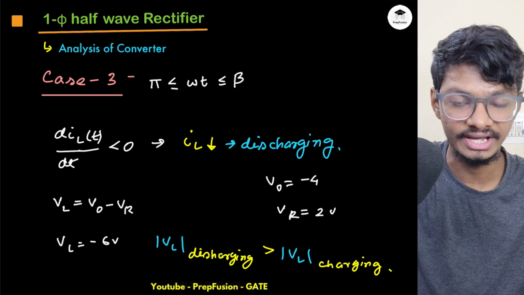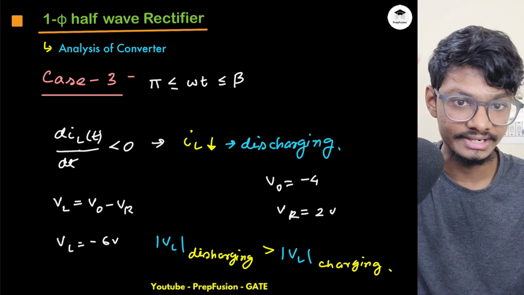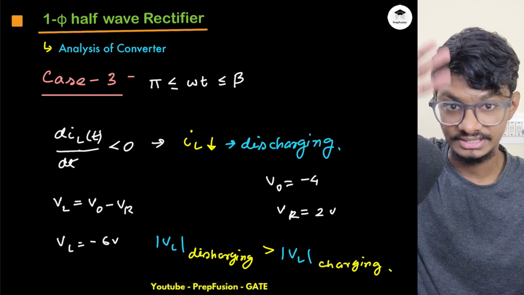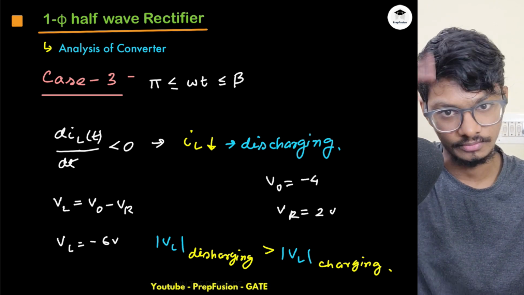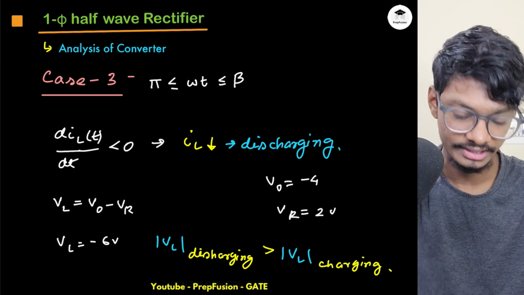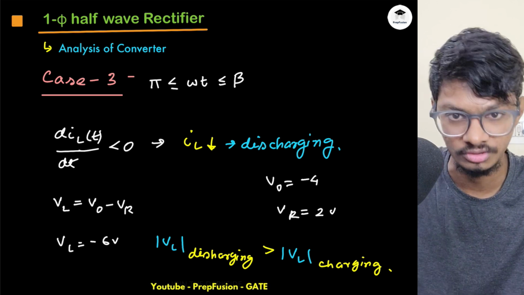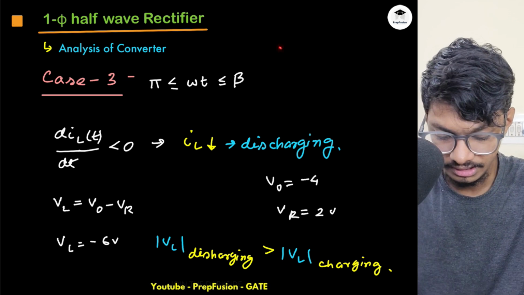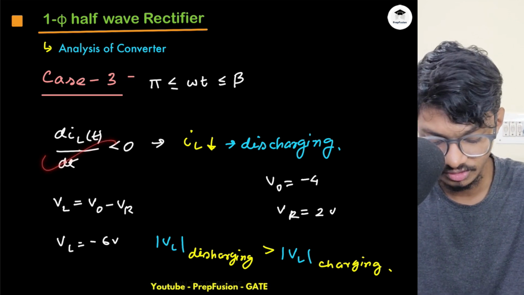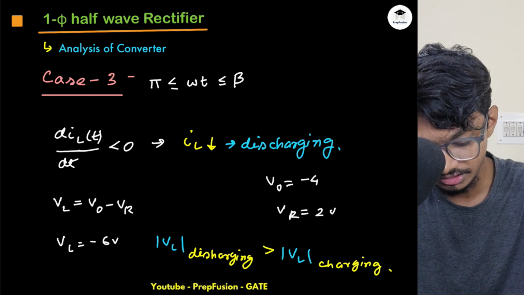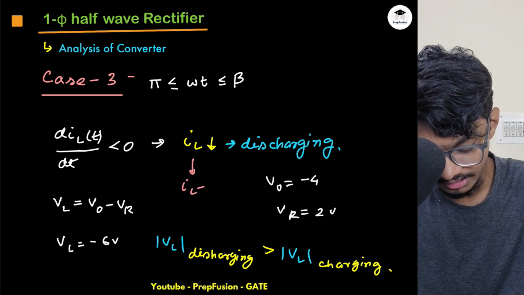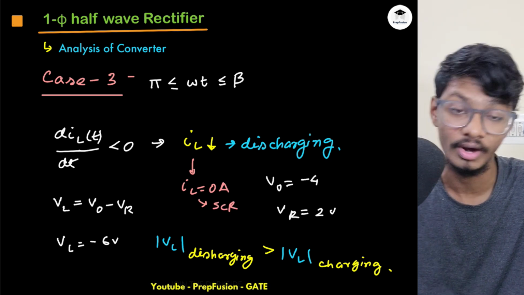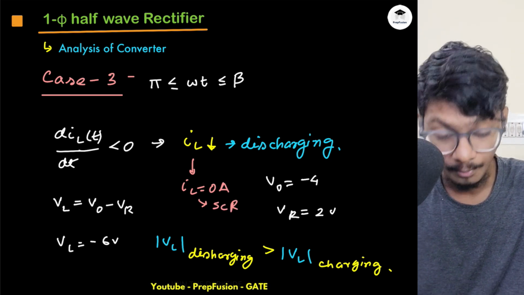If the current is changing at a very high rate, what is the steady state? The steady state will be voltage across the inductor is 0, and obviously at steady state the SCR will turn off, hence the current will also be 0. I know dIL by dt is negative, so the current will reduce. It will reduce until IL equals 0, because then only will the SCR be off. Why the SCR will be off, we learned in the previous lecture.